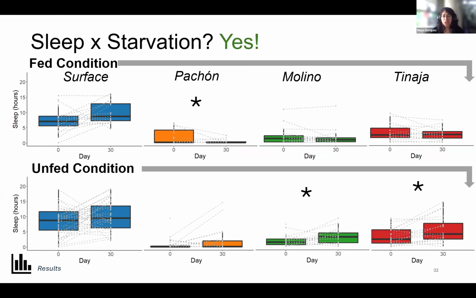And then here, for our individuals that were unfed, we do see a significant difference in sleep, where individuals are sleeping more on day 30 after starvation in our Molino and Tinaja cave population, not in our Pachón population, and interestingly enough, not in our surface population, which we were quite surprised about, although we do see a lot of variation, and there seems to be a lot of crisscrossing of reactions between day 0 and day 30 that I'm hoping will be teased out by a little bit more data than I'm analyzing.